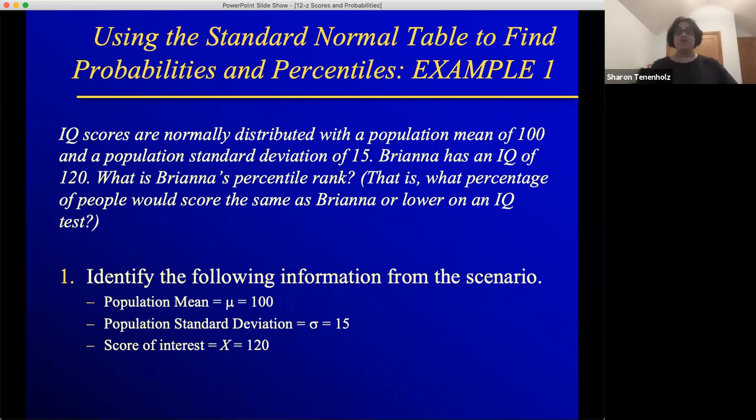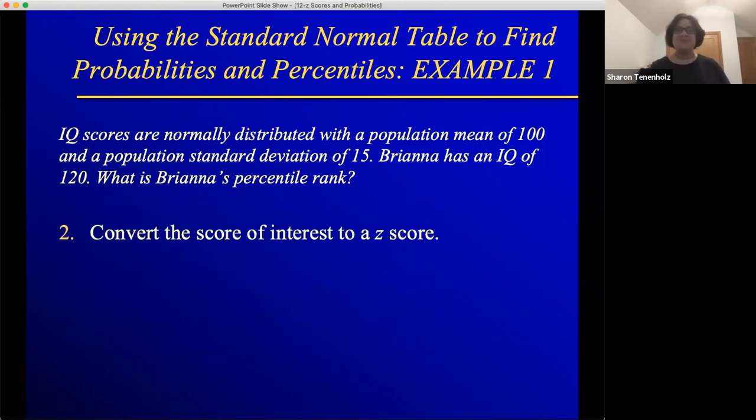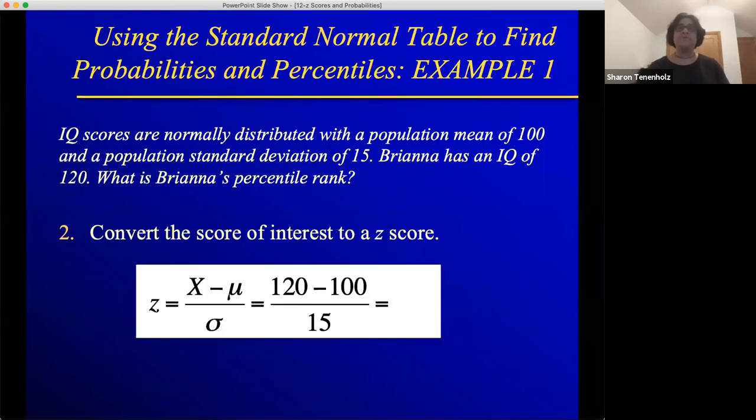So the first thing we want to do after identifying the information, so I guess that's the second thing we want to do, is convert the score of interest to a z-score. Now we are making assumptions about the mean and the standard deviation in the population, so we'll use the correct symbols and we'll plug in the numbers we just identified. So to calculate our z-score, we do 120, the score of interest, minus 100 divided by 15. And we plug that into our calculator and we find that it is 1.333333. We'll round to 2 decimal places, 1.33.